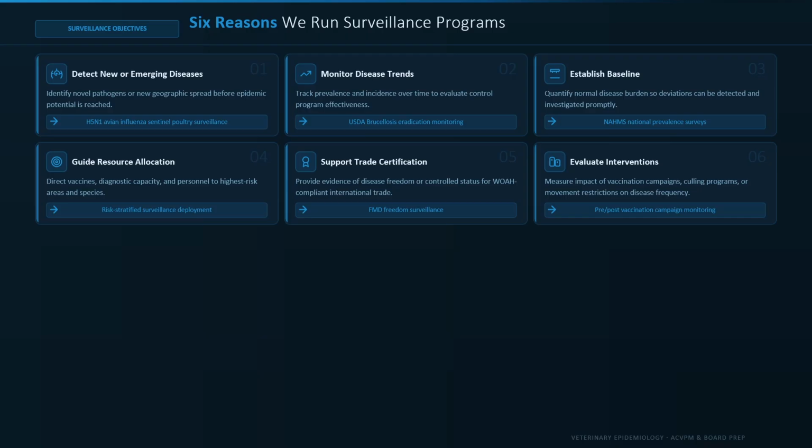The second is to monitor disease trends, tracking prevalence and incidence over time so we can actually tell whether a control program is working. USDA's brucellosis eradication monitoring is the textbook example here.